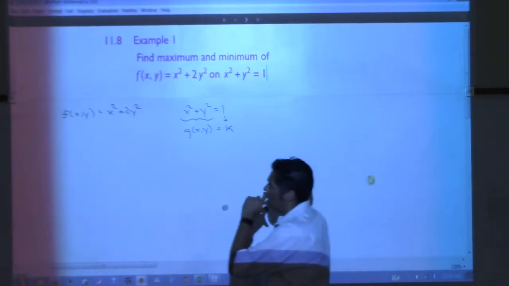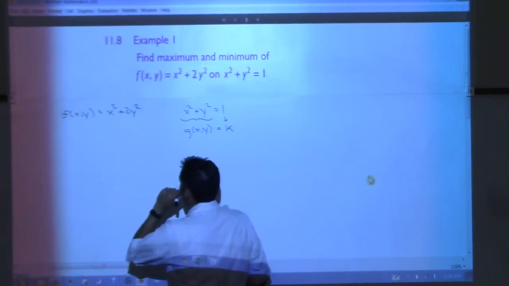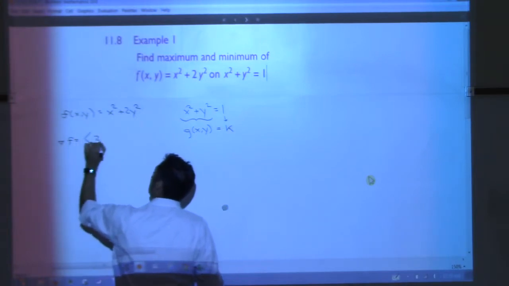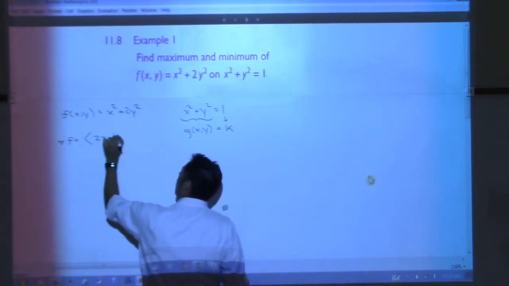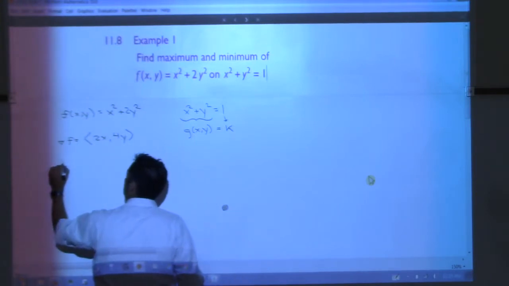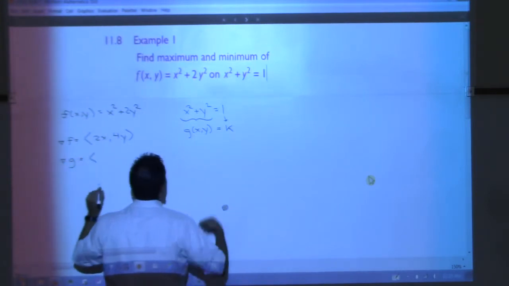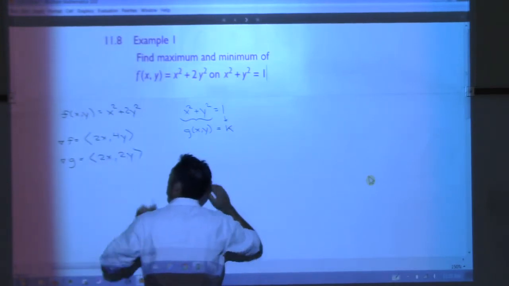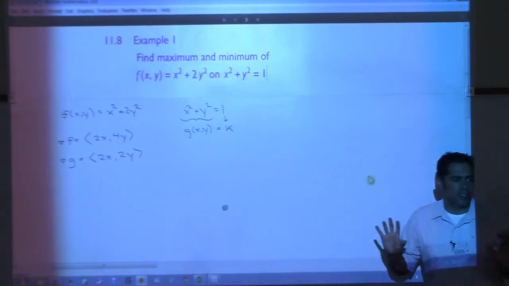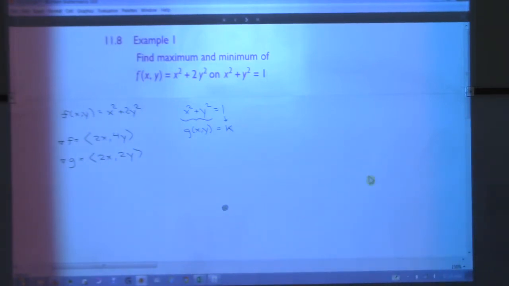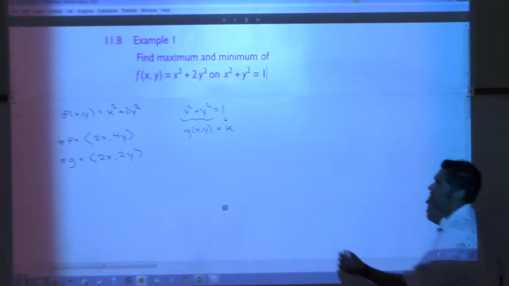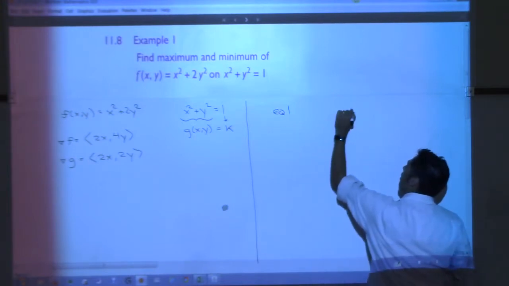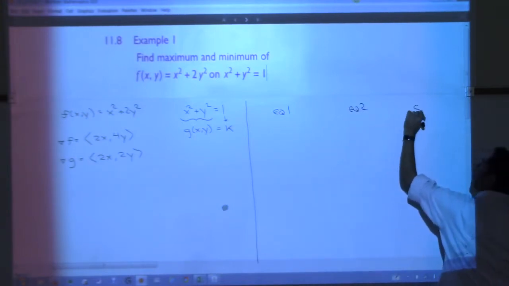All right. Let's go ahead and find out what the gradient of f is. What is the gradient of f? The vector 2x, 4y. Let's go ahead and find out what the gradient of g is. It's the vector 2x, 2y. And that's all the information I need to go ahead and begin the method. So now I'm going to establish my three equations: equation 1, equation 2, and equation 3.